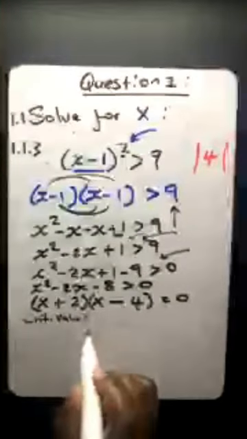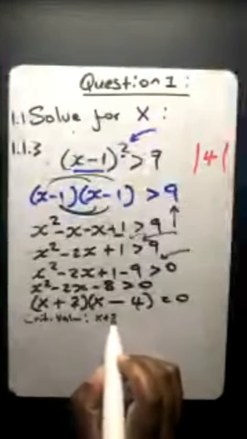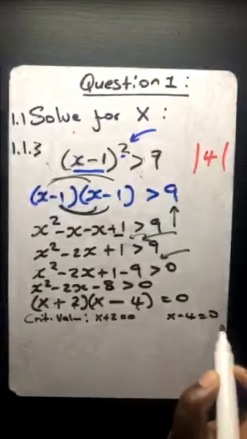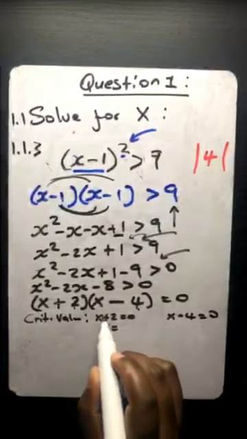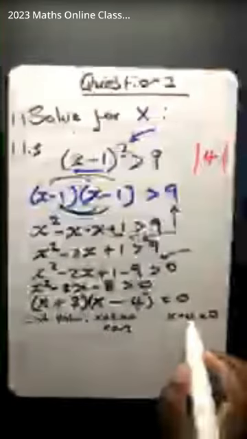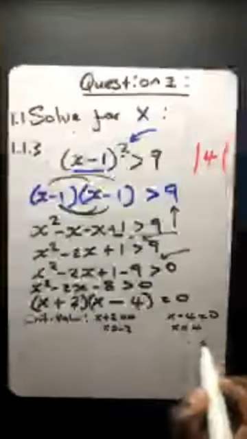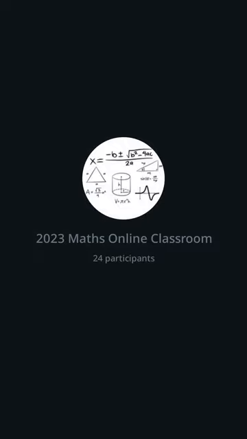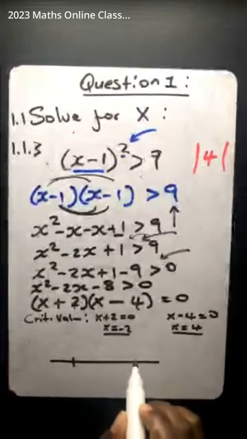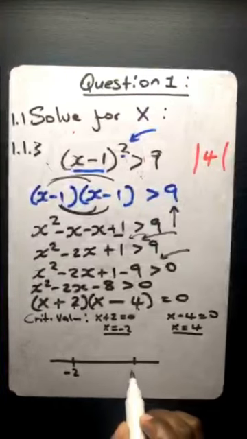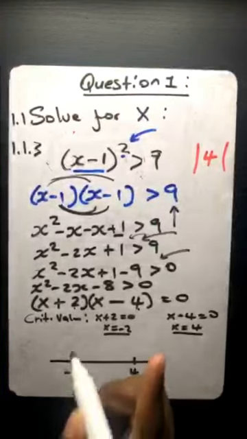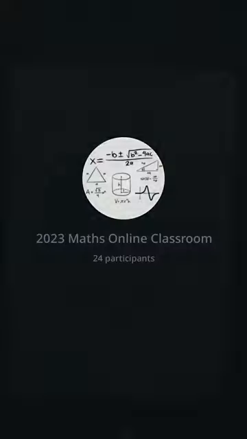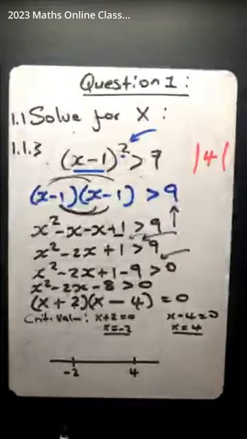How do you get the critical values? That is where you just say x plus 2, you equate it to 0. You still have another one, which is equal to that. And then you say x is equal to, you take that to the other side, it is negative 2. And then you take that to the other side, x is equal to positive 4. These are the critical values. What do you need the critical values for? You need those to represent them on a number line where you say negative 2 is on this side and then 4 is on that side. This is where you need the critical values and what you need them for. I'm not sure if you guys understood that part.